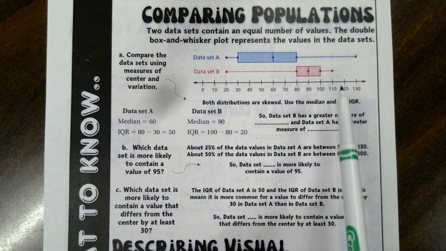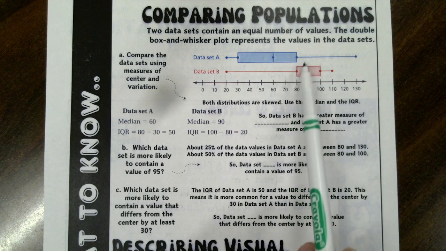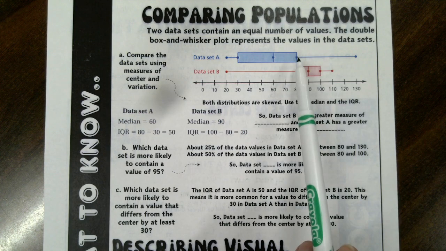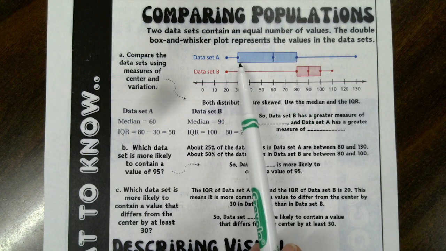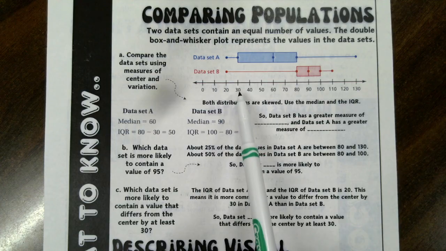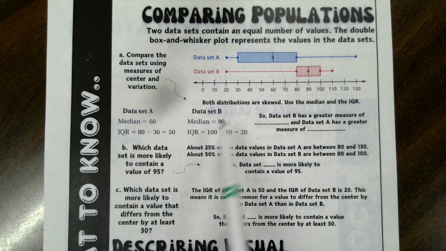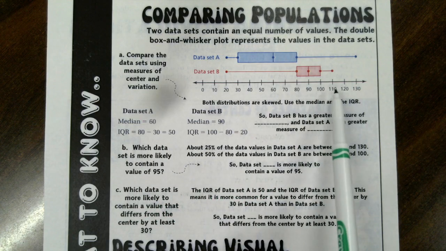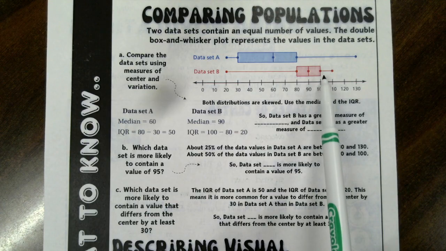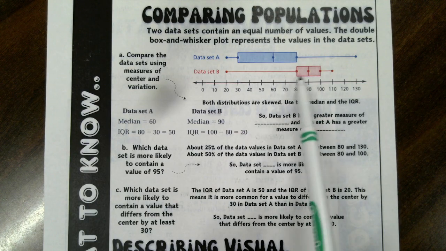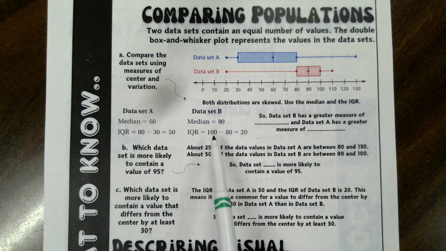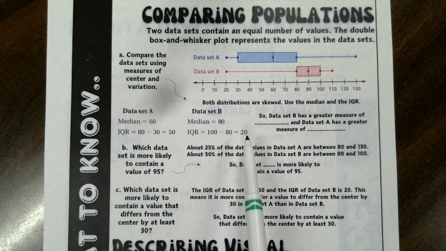The median of the upper quartile in data set A is 80, and the median of the lower quartile is 30. So I'm going to take 80 minus 30, and I get 50 for my interquartile range, the range between the two. For data set B, the median of the upper quartile was 100, and the lower quartile was 80. So I take 100 minus 80, and I get 20 for my interquartile range.